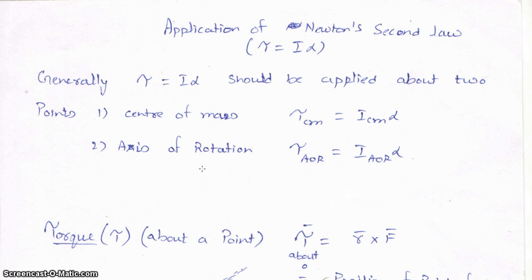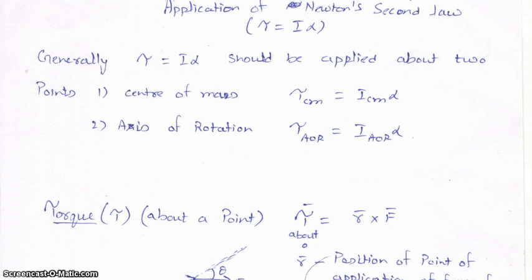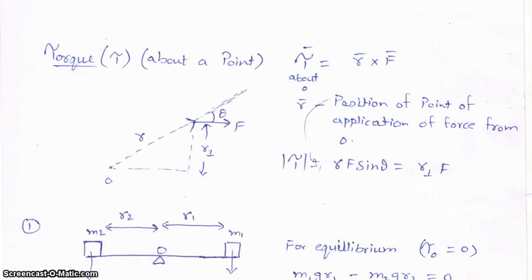on a rotating body. Before moving to the application of Newton's second law, we must know what torque is and how it is calculated. Torque is always calculated about a point or about an axis. In this lecture, we'll be talking about torque about a point only. Torque about a point is r cross F, where r is the position vector, or position of the point of application of force from O.